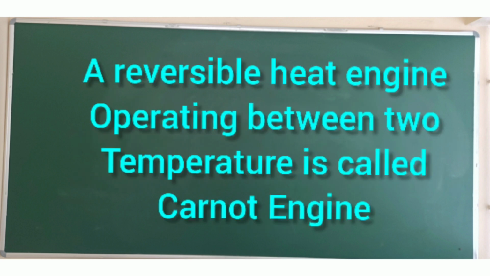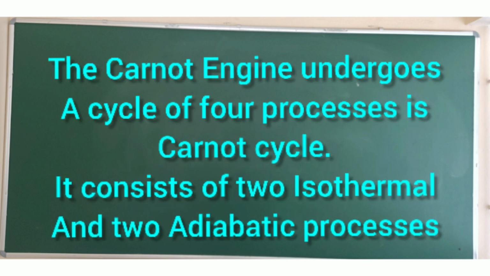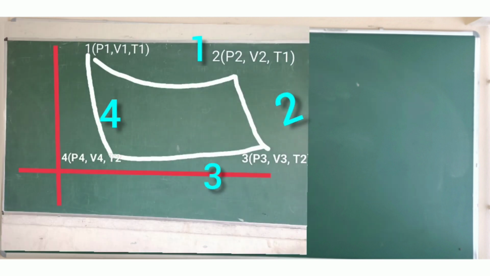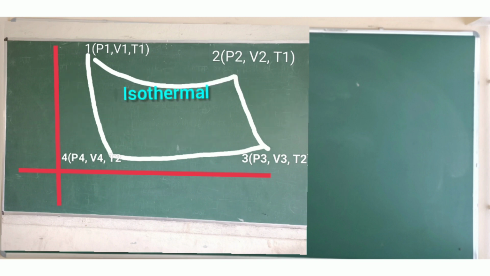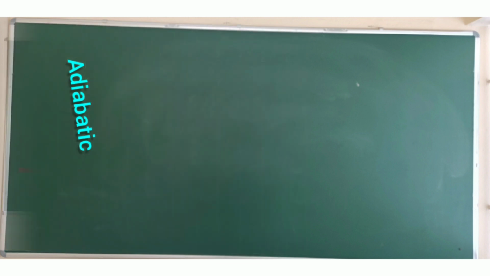Therefore, a reversible heat engine operating between two temperatures is called a Carnot engine. A Carnot engine undergoes a cycle of four processes called the Carnot cycle. It consists of two isothermal and two adiabatic processes. Isothermal expansion of the gas from P1 V1 T1 to P2 V2 T1. Adiabatic expansion of the gas from P2 V2 T1 to P3 V3 T2. Isothermal compression of the gas from P3 V3 T2 to P4 V4 T2. Adiabatic compression of the gas from P4 V4 T2 to P1 V1 T1.